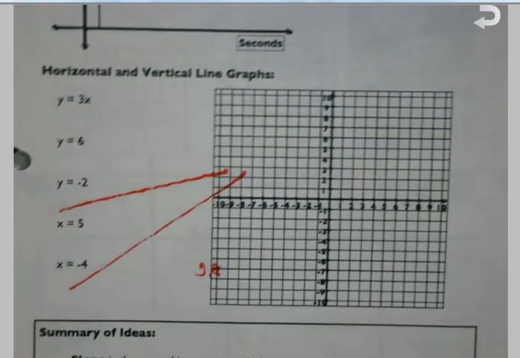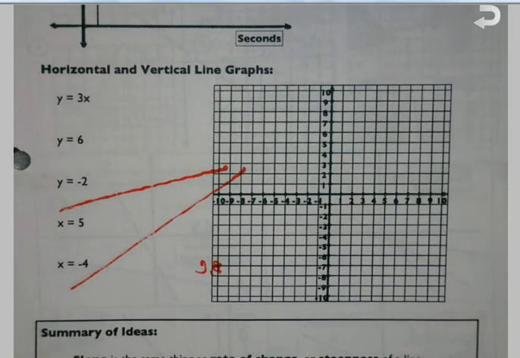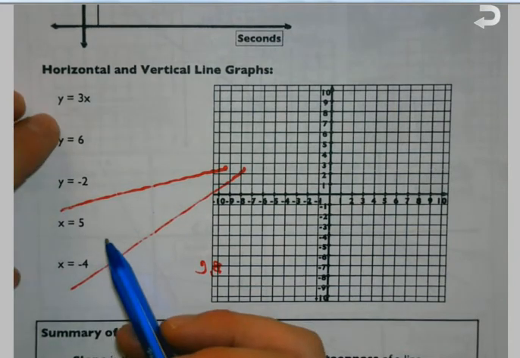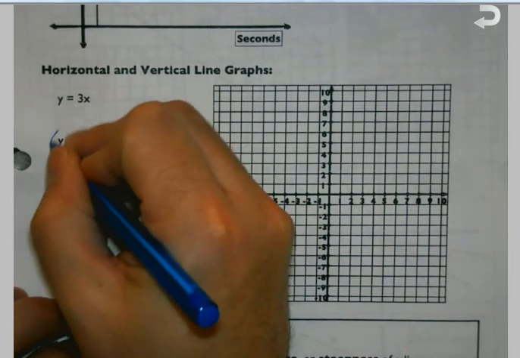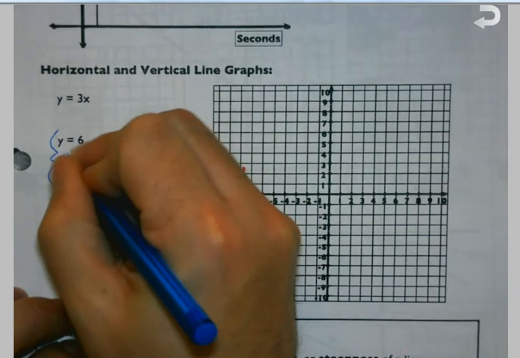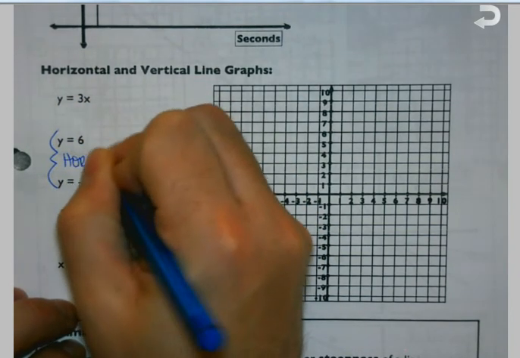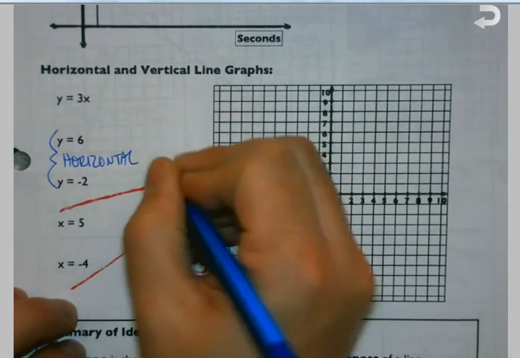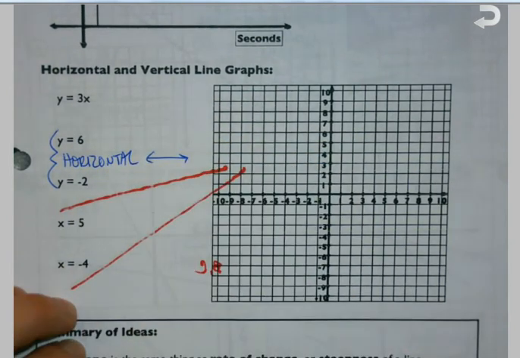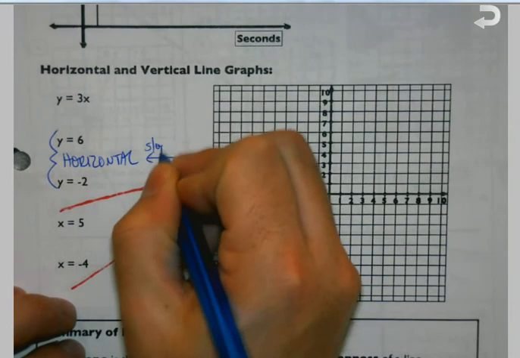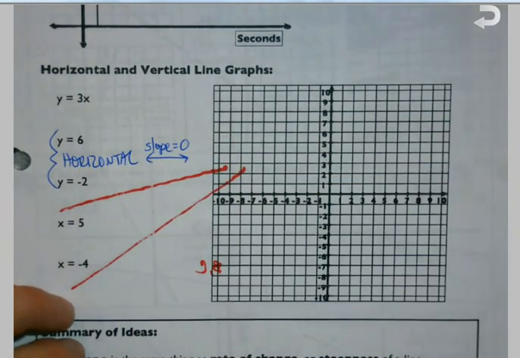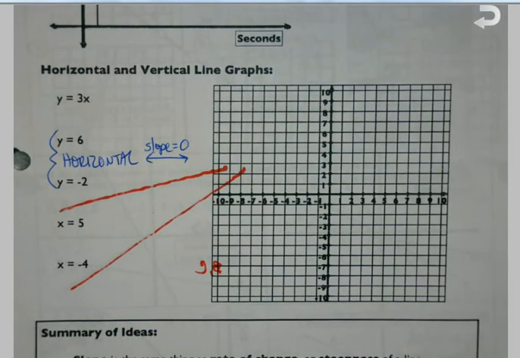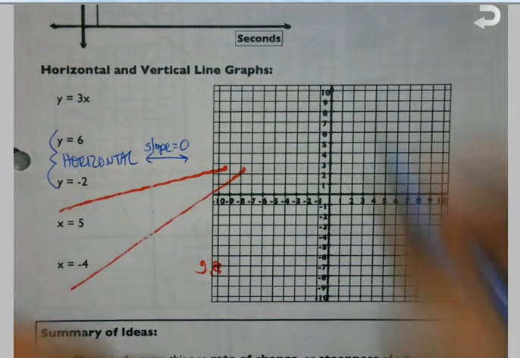So when we talk about horizontal and vertical lines, there's a couple of things I can do. When I see these y equals ones, these are going to be horizontal lines. They go side to side, and their slope equals 0. So when I graph these, all I have to do to make a graph, and they're the easiest graphs there are with these.